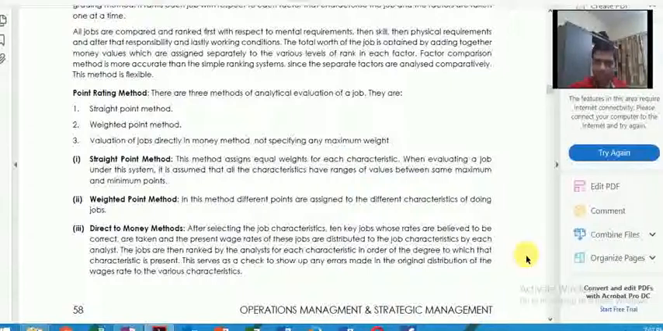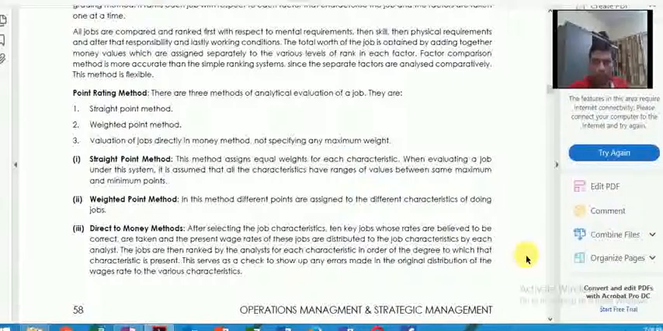And the last method under this is the direct to money method. As the name is self-explanatory, here money is given directly based on the characteristics or the points given to those characteristics. The characteristics given minimum points will have money in that proportion, and the characteristics given maximum points will have money according to that proportion. So what I mean to say is that money is given to any job considering the importance of the characteristics. This is the simple meaning of the direct to money method.